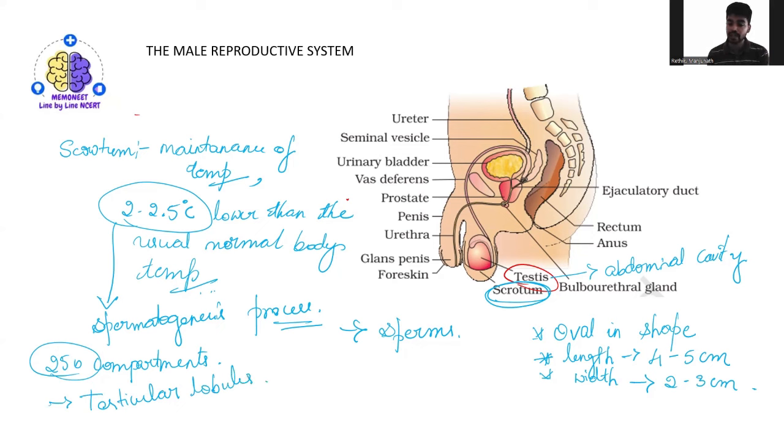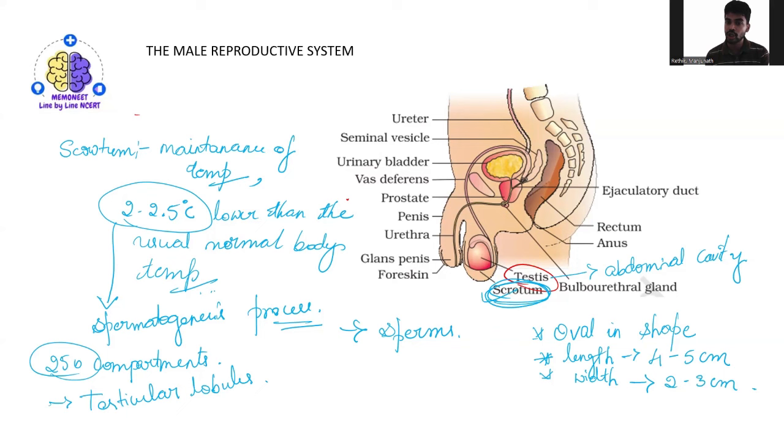Together we normally call them testicular lobules. So this is all about your testis. What have we discussed in this testis part? The testis are situated outside the abdominal cavity, within a pouch called the scrotum. This thing we have discussed.